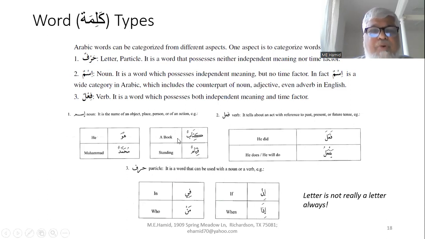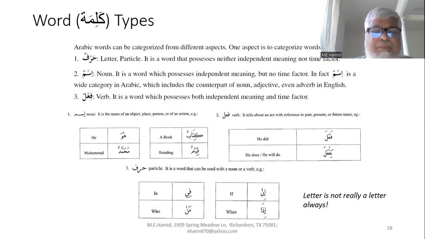Like book, kitabun. Book has independent meaning. Book is a book. It has a meaning, but it doesn't have any tense to it, like book in the past, book today, or book tomorrow. There's nothing like that. Book is a book. It can stay without time. It doesn't need any time element. This is called ism. And ism, as I said, can be a pronoun, an adjective, or an adverb. Everything can come into ism as long as it has independent meaning and no time element.